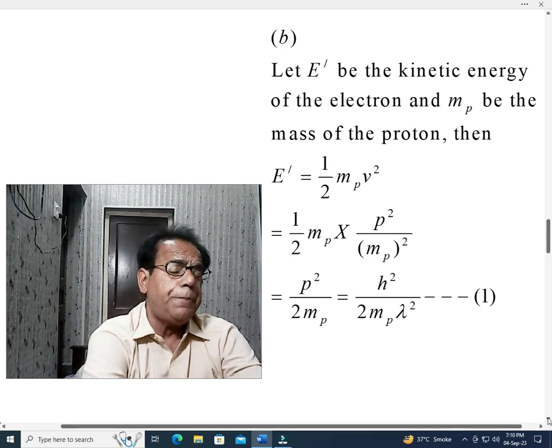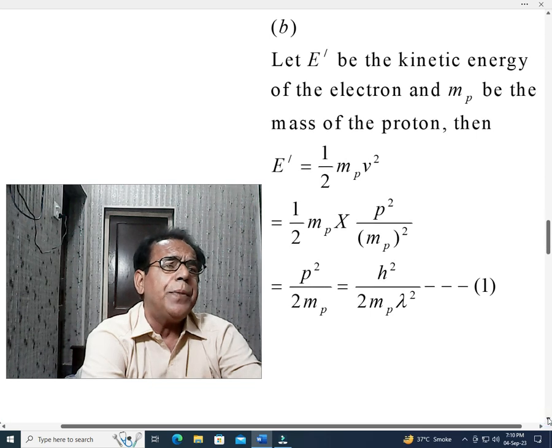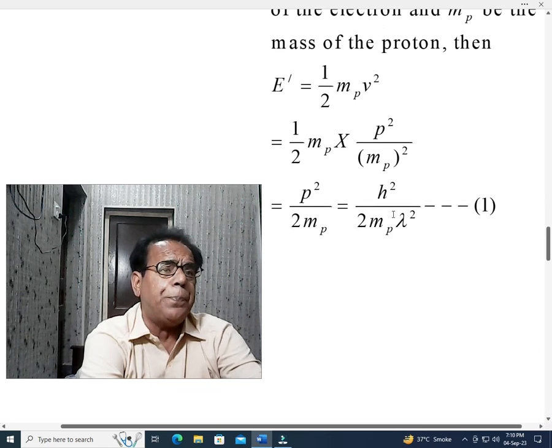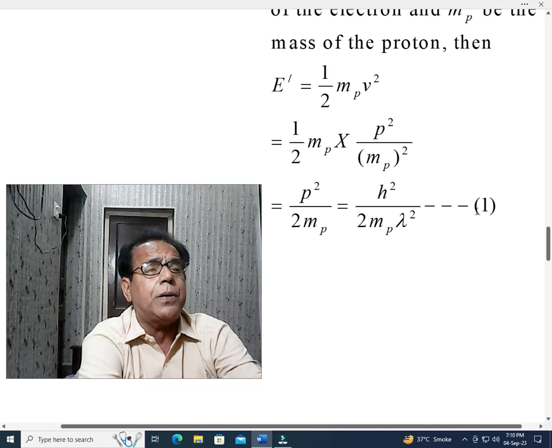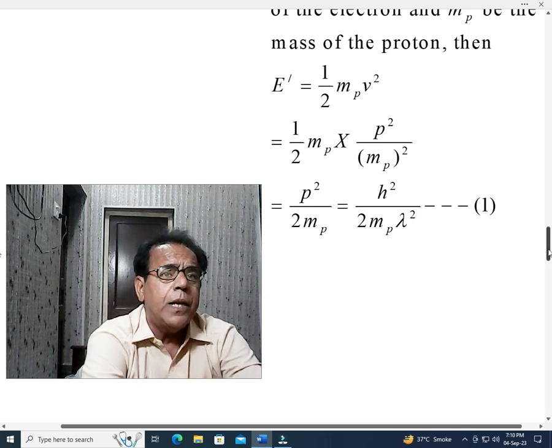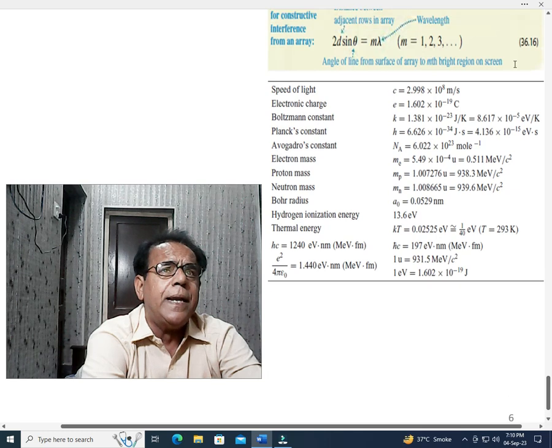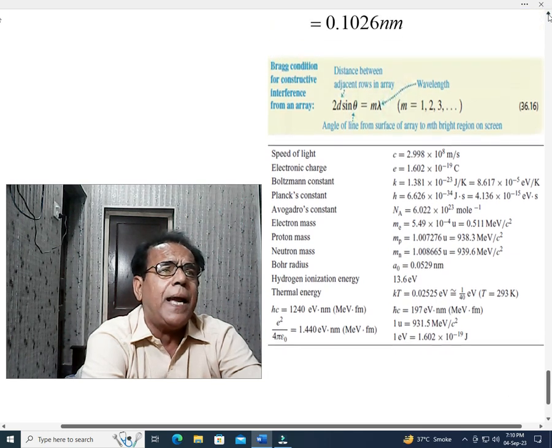Now dear students, here one thing more is being used, that is Bragg's law. Here we have stopped our process and given it equation number 1. Next, we will use the value of lambda from Bragg's law. Now we move to the end of this problem. Here Bragg's relation is given.